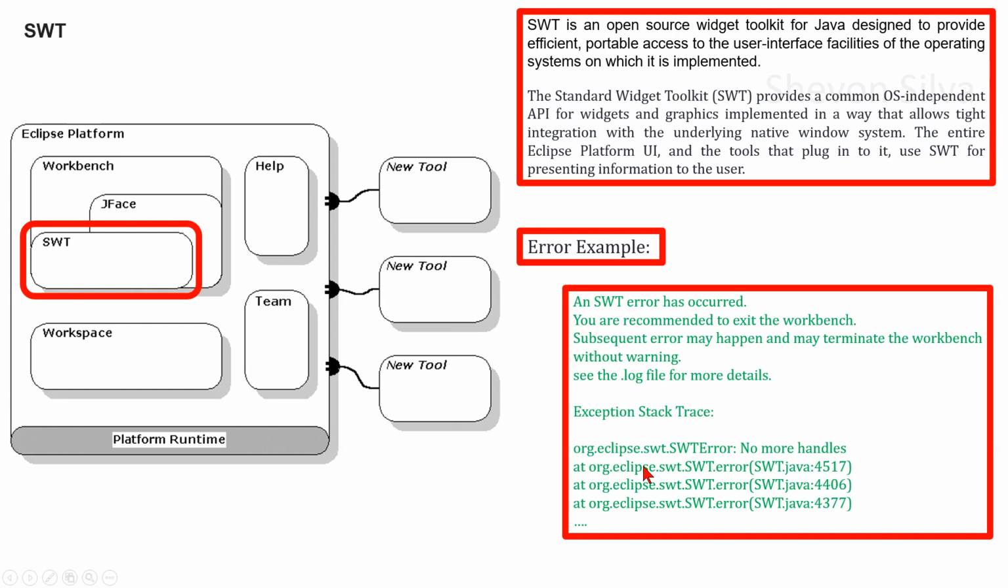As an error example, we can consider this. An SWT error has occurred. You are recommended to exit the workbench. Subsequent error may happen and may terminate the workbench without warning. See the .log file for more details. Exception stack trace: org.eclipse.swt.SWTError: No more handles at org.eclipse.swt.SWT.error SWT.java 4517 at etc.